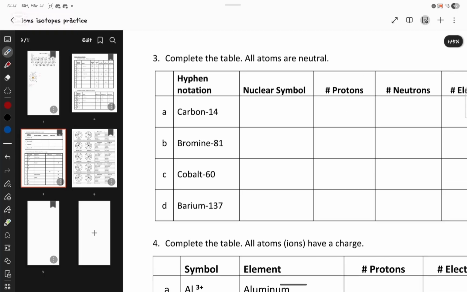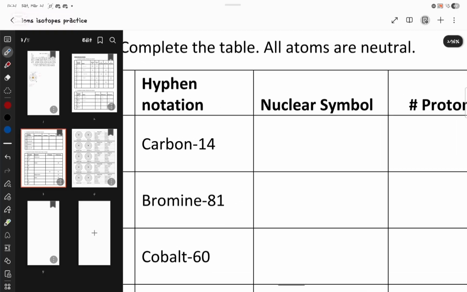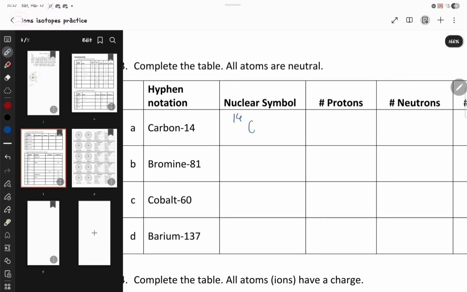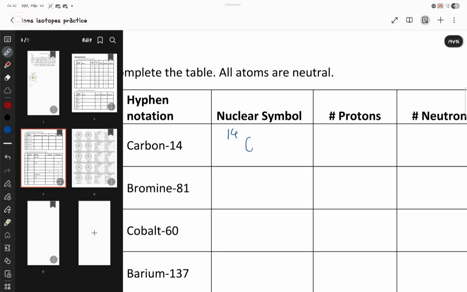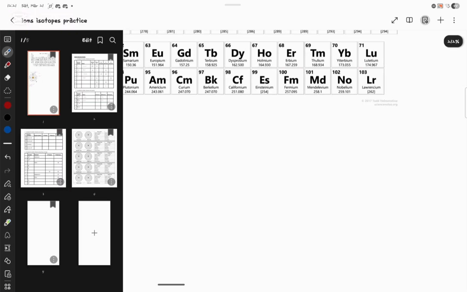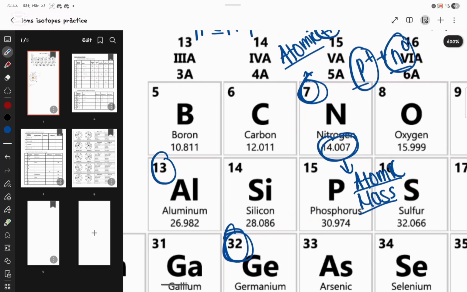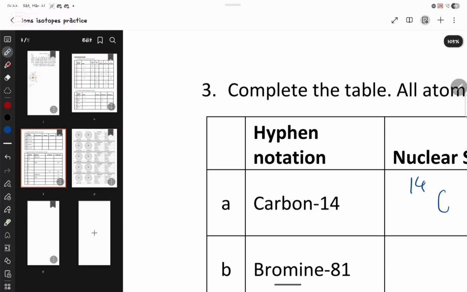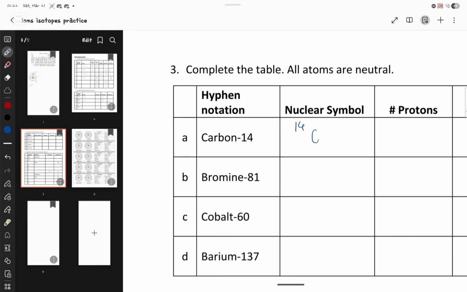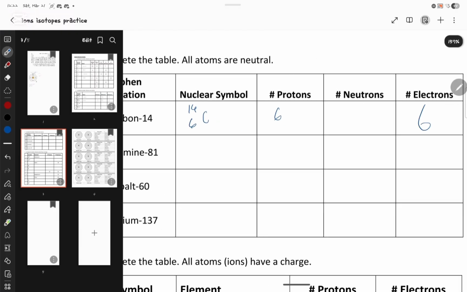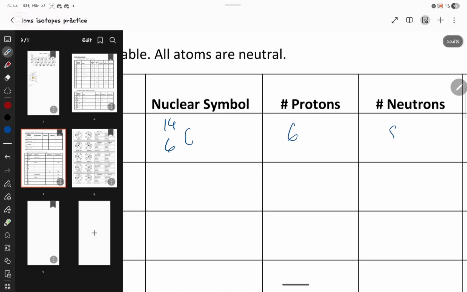Okay, now we're moving on. This is isotopes now. Nuclear symbol, C here. Again, as I said earlier, mass on top, 14. And we have to find the number of protons, neutrons and electrons. Carbon gives you the name already. Go find carbon on your periodic table. Boom, found it. Carbon, atomic number of 6. As I said earlier, the atomic number never changes. So 6. Protons 6, electrons same thing, 6. Neutrons will be 14 minus 6, which gives you 8.